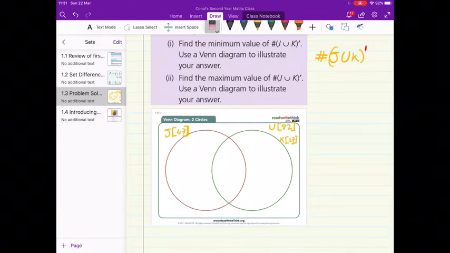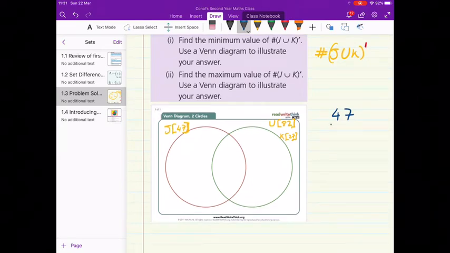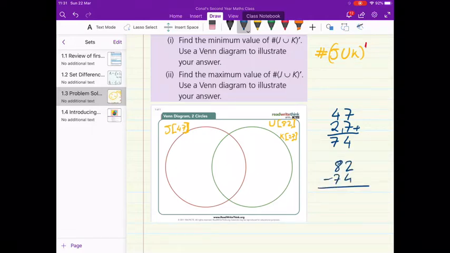Now, what we need to be concerned with is thinking about this logically. So we have to have 82 people altogether. Well, let's think, so far we have 47 that definitely are members of the set J, and 27 that are definitely members of the set K. If we add those two together, we'll have 7 and 7 is 14, and then we'll have 74. So we have 82 minus 74, and we still have 8 left over.